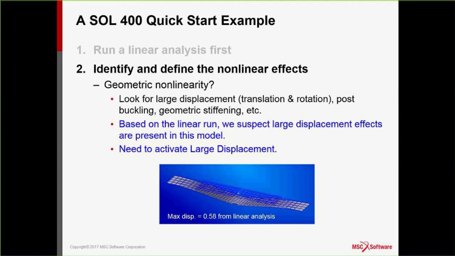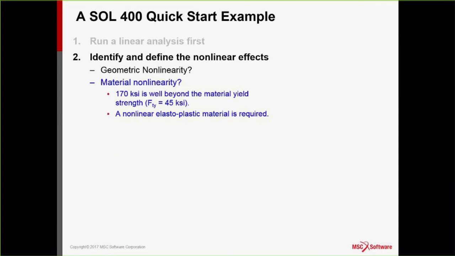Okay, so based on our linear run, we made a decision: yes, there is geometric nonlinearity. 0.58 is definitely a lot larger than t over 2. So we do need to activate our large displacement. We'll do that in a minute. Let's hold off and continue with our second check, material nonlinearity.